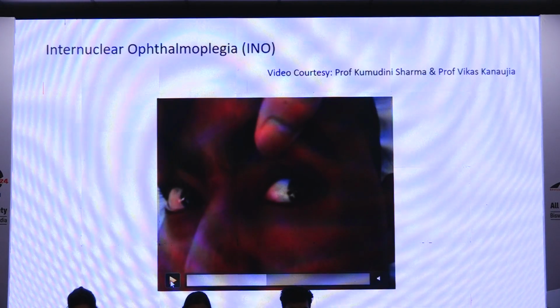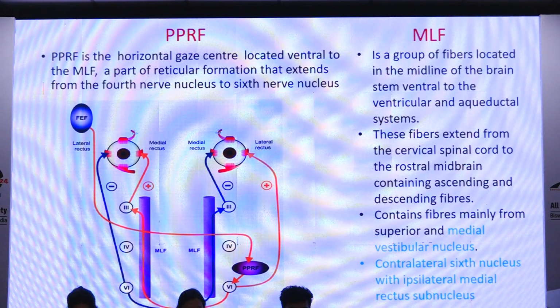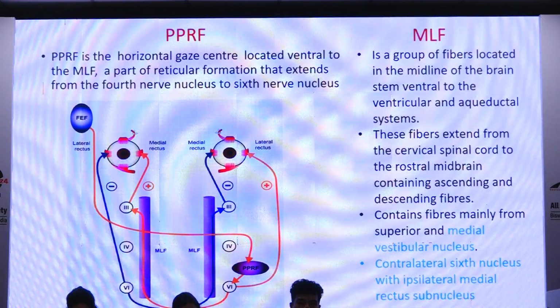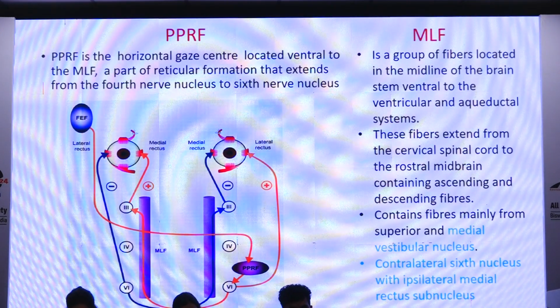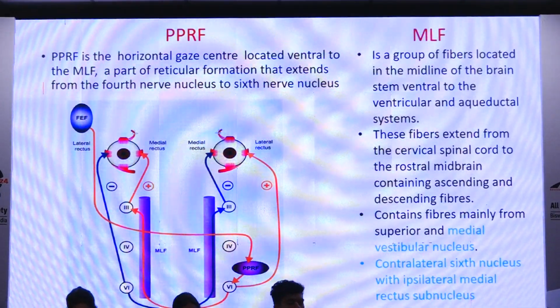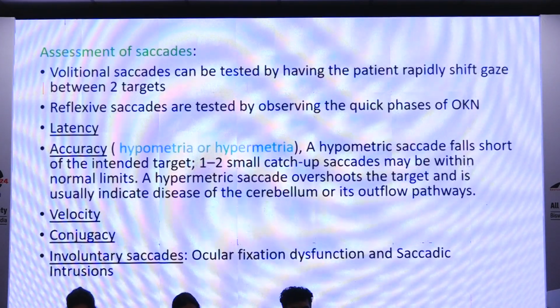And as I told, if the sixth nerve and PPRF on one side are affected, then abduction palsy and gaze both will go. What happens when the MLF on one side and the PPRF on the same side both go? Then that is called one and a half syndrome. That means only one abduction will be left; one eye will be totally frozen and the other side will have adduction.